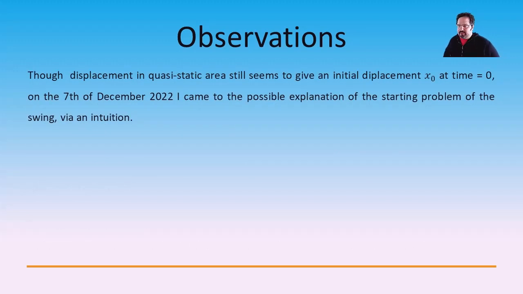Though displacement in the quasi-static area still seems to give an initial displacement x0 at time equals 0, on the 7th of December 2022, I came to a possible explanation of the starting problem of the swing via an intuition, and I must thank God for that.